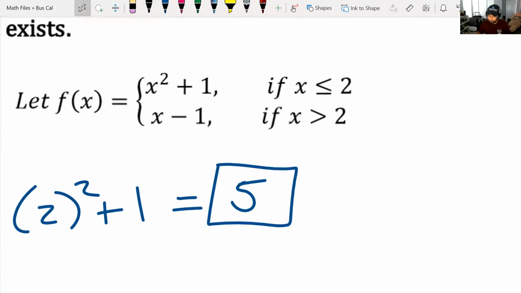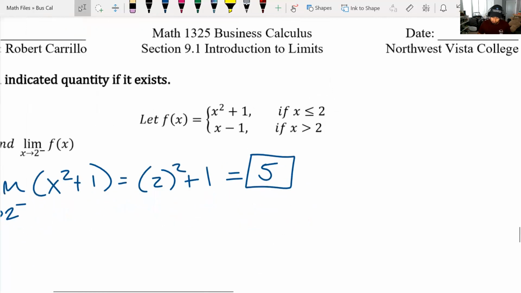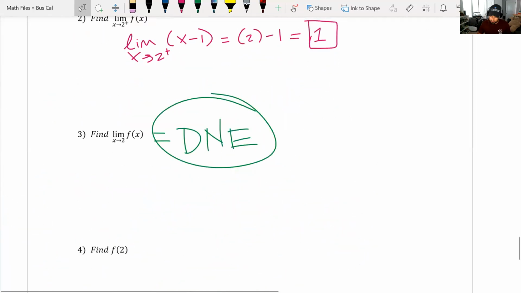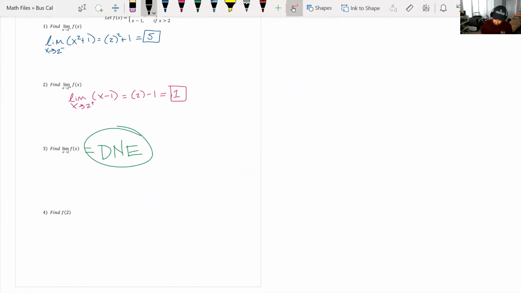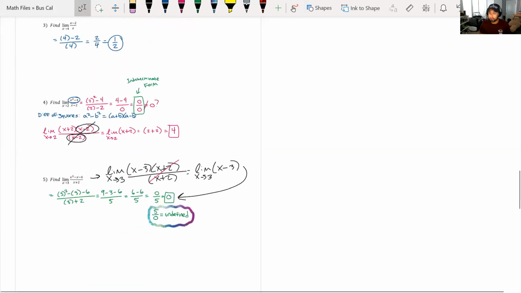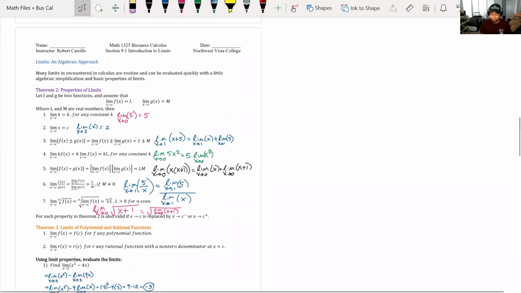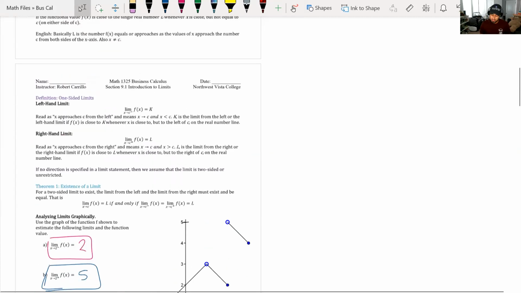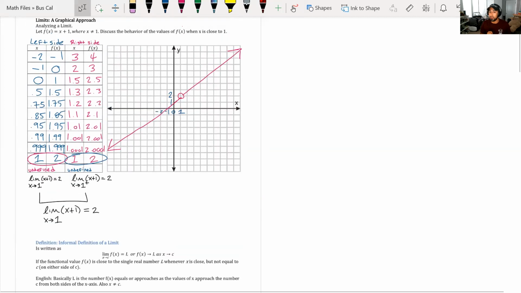So that's it. If I come down here, all we say is that f of 2 is 5. There we go. And that's it, guys. That is limits. That is the informal definition of a limit and how to evaluate limits and look for things algebraically.